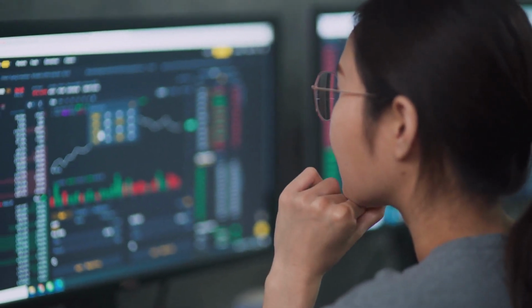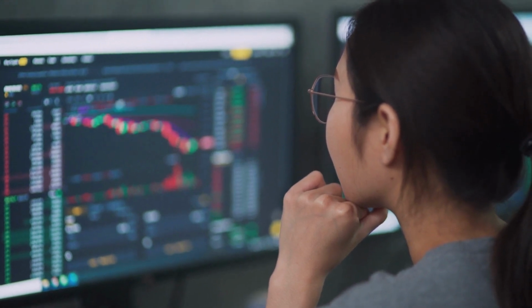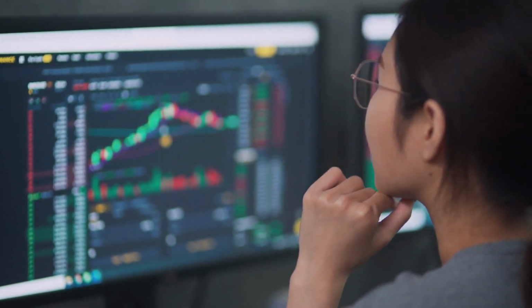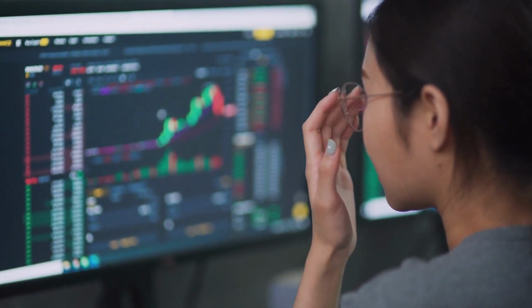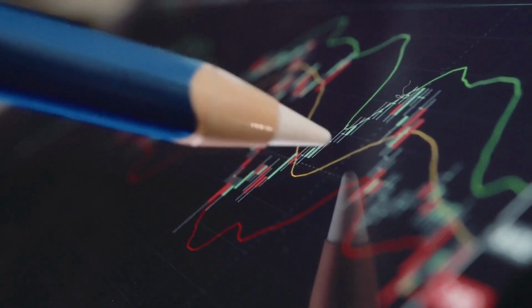Today we have a very interesting and crucial topic to discuss, the impact of inflation on Forex trading. Inflation is a term that you've probably heard thrown around in the news or read in articles, but do you really know how it impacts your trading? Well, that's exactly what we're here to discuss today.